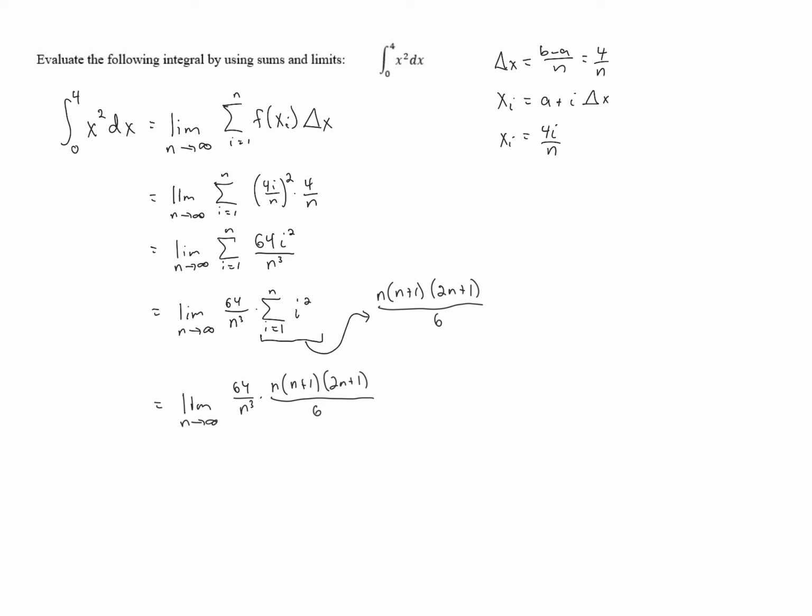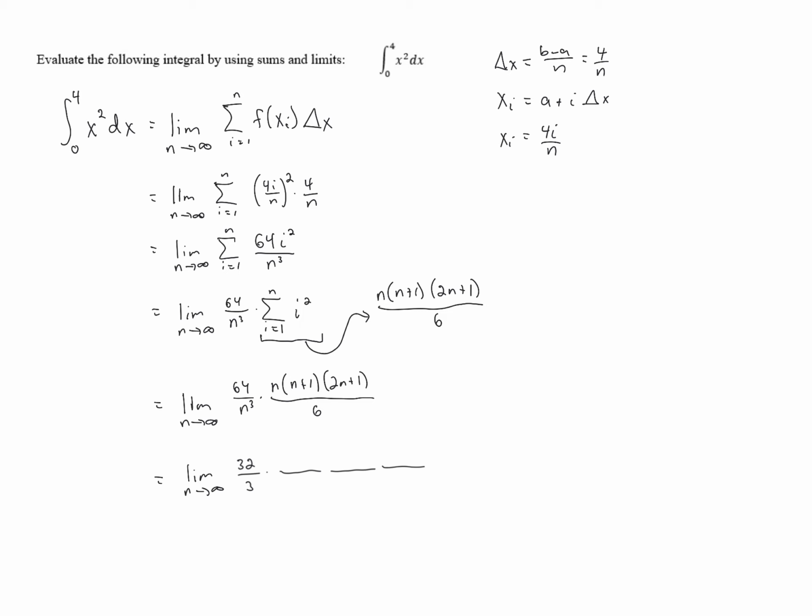What I'm going to do is rearrange things so that we can look at each of these bits in a nice separate way. I'm going to put the constants out front. And we can actually reduce those. 64 over 6, that reduces by 2. So that's going to be 32 over 3. And then we have times.